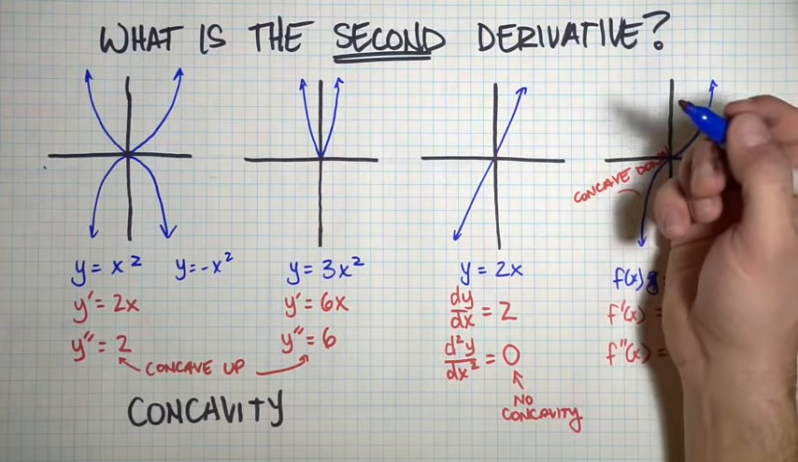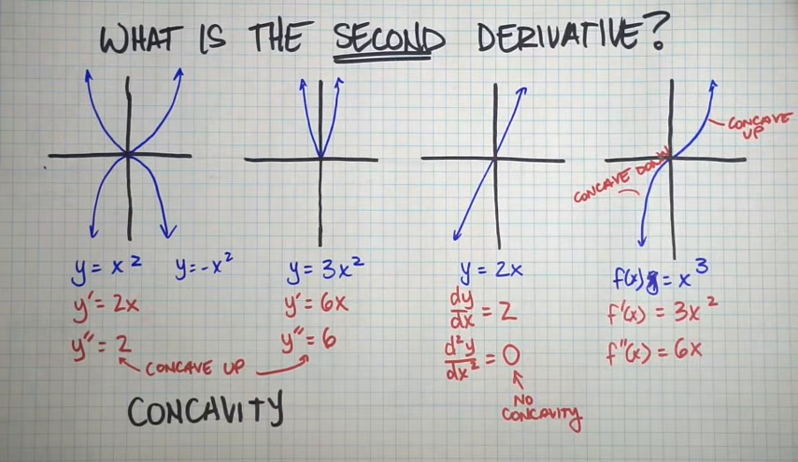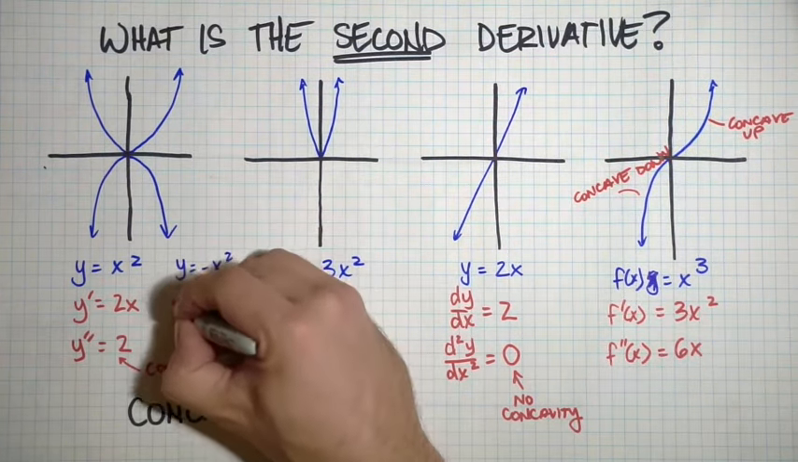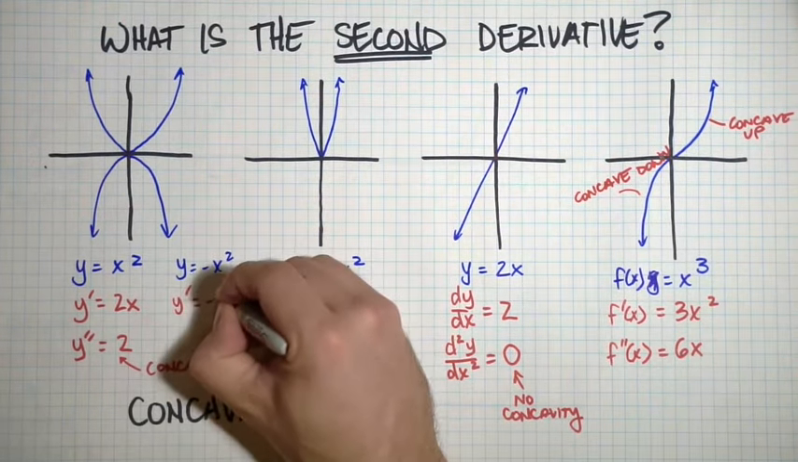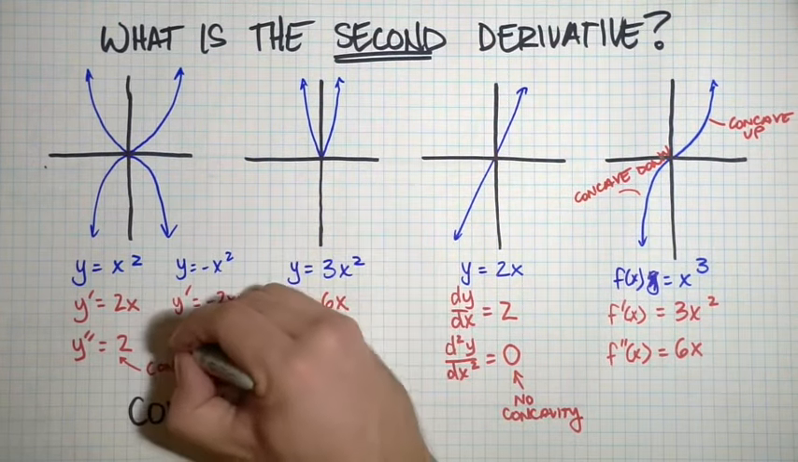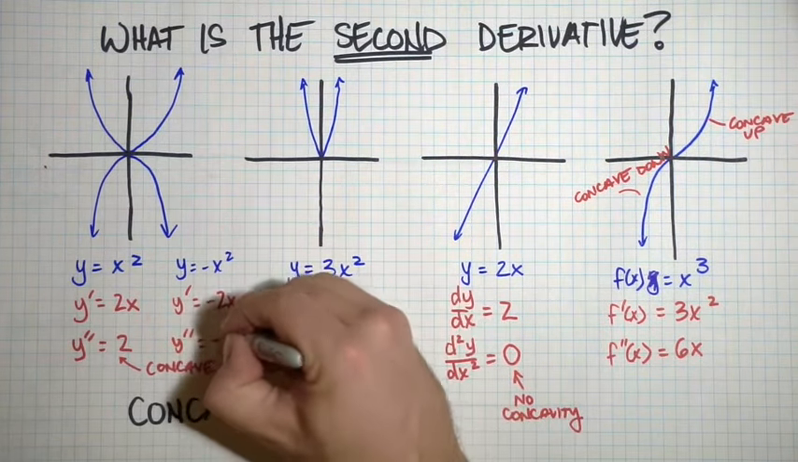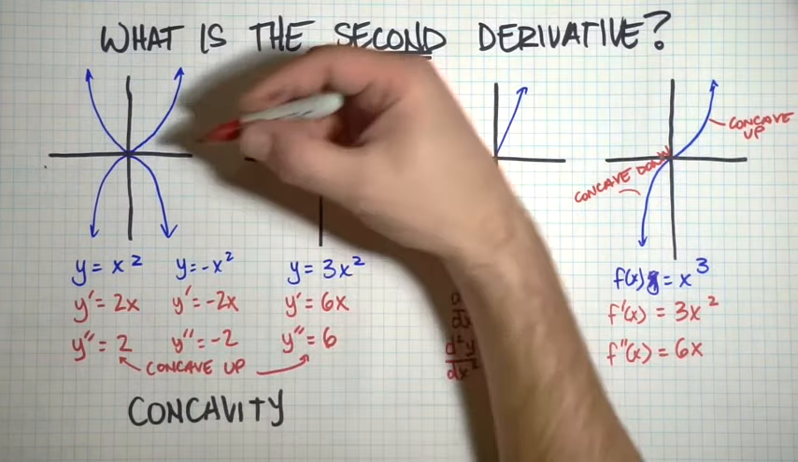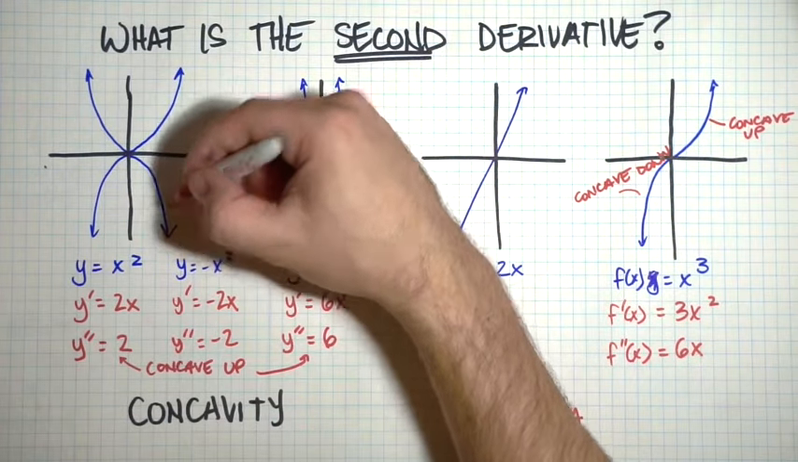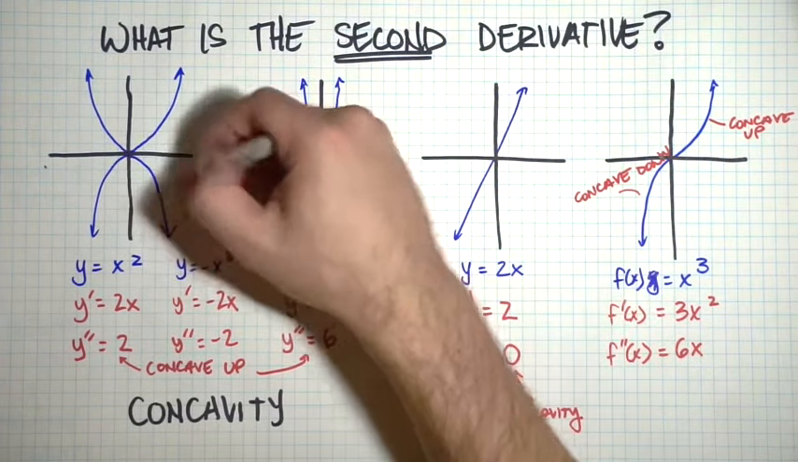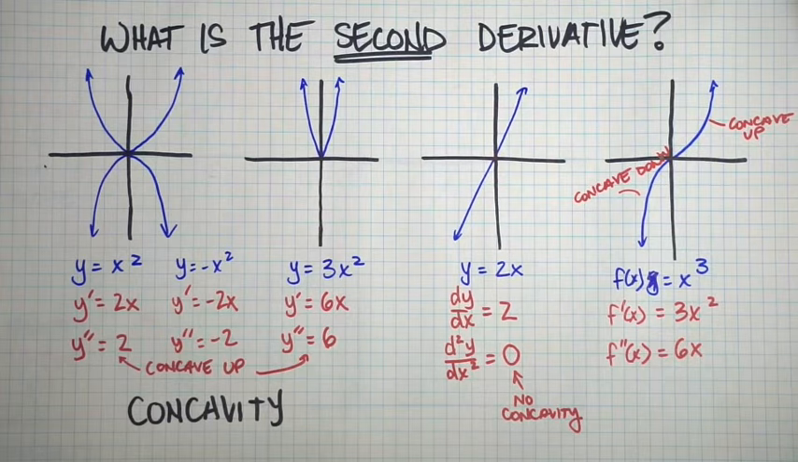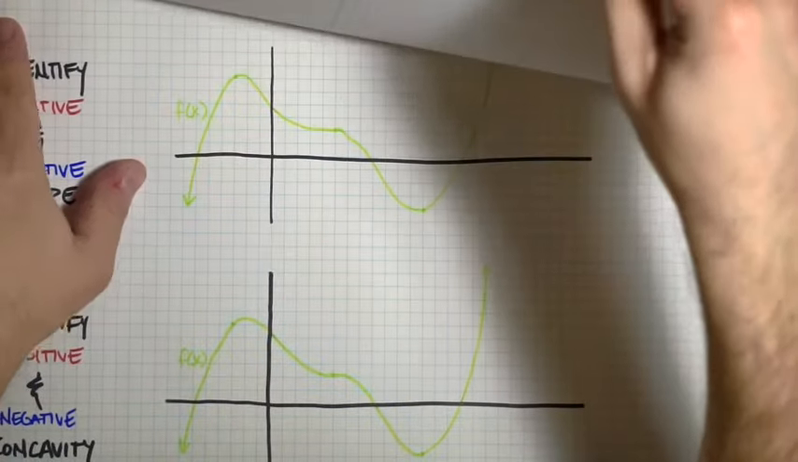Positive or negative? Think about it. And then we can check by actually taking the second derivative. So y prime in this case is just going to be negative 2x, and then y double prime is going to be just negative 2. So we see this is actually going to be concave down, which makes sense because it's a downward facing parabola. Okay? All right. So let's go to another example.